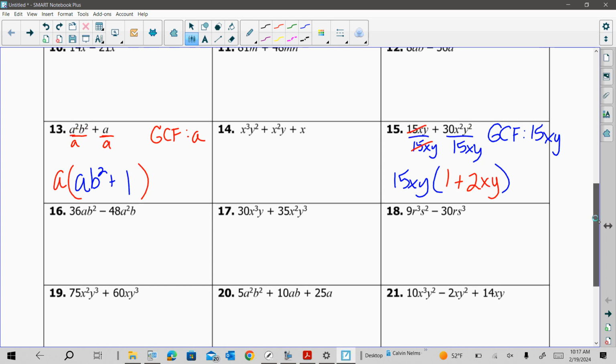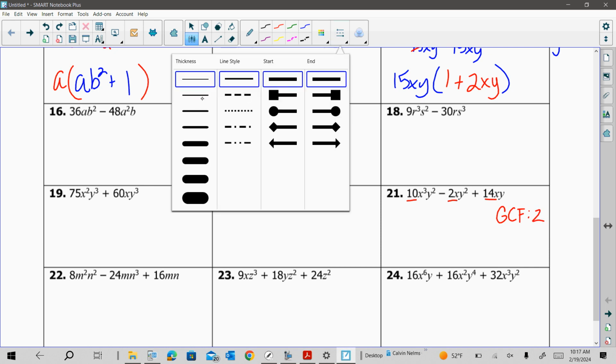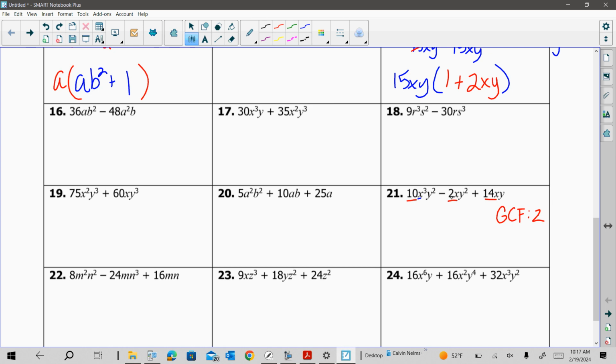Okay. The last section here, now you've got 3 terms. So I'm just going to jump to 21. I'm looking for the GCF with the numbers still. So I have the coefficients 10, 2, and 14. 2. It would be 2, yep, and then the variables, the smallest would be xy. So 2xy is in front of the parentheses. We're dividing each term by 2xy.